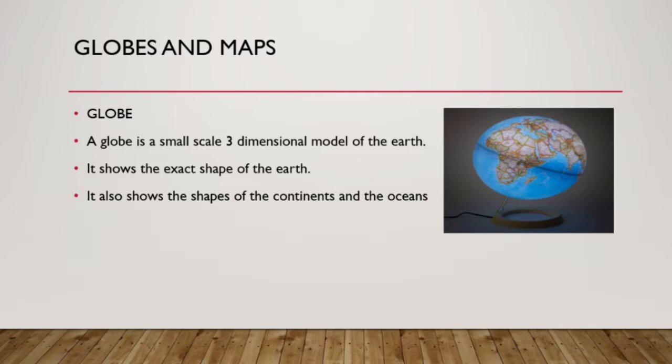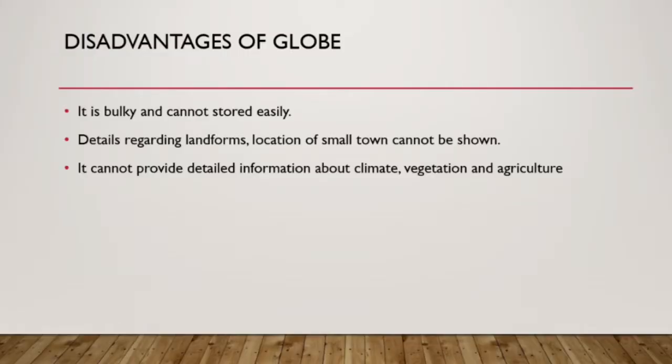So students, let's move further. Now we are going to discuss the disadvantages of a globe. It is bulky and cannot be stored easily. Details regarding landforms and the location of small towns cannot be shown, and it cannot provide detailed information about climate, vegetation, and agriculture. So students, a globe cannot show landforms, and in the next class we're going to discuss landforms. You'll be able to know more about landforms, and also it cannot show the location of small towns.